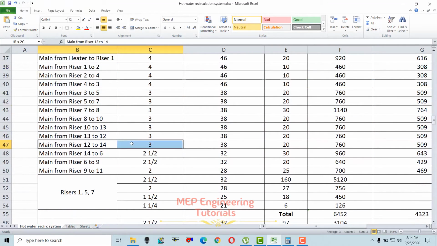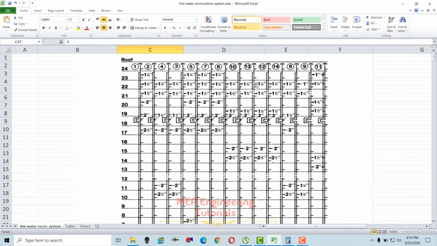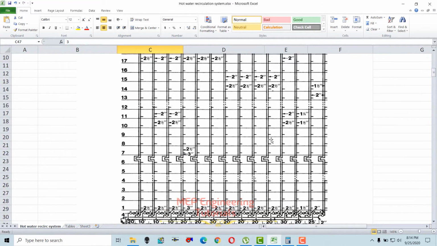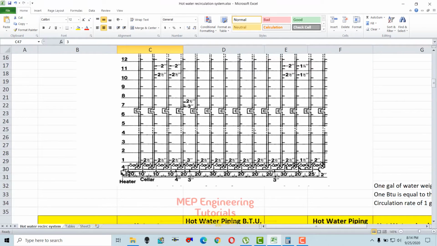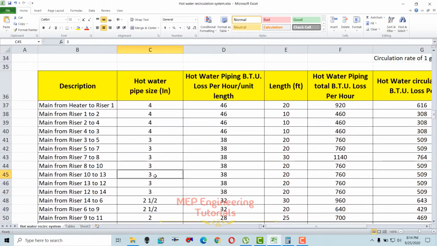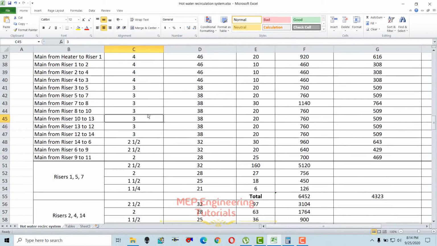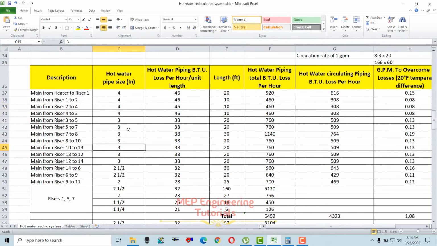Let's take another example, like riser 12 to 14, and see how we get 3 inches. This is 12 and this is 14. In between them we have the horizontal main pipe, and you can see the hot water pipe size is 3 inches, so we write 3 inches. In the same way, you have to write the hot water pipe sizes here one by one.